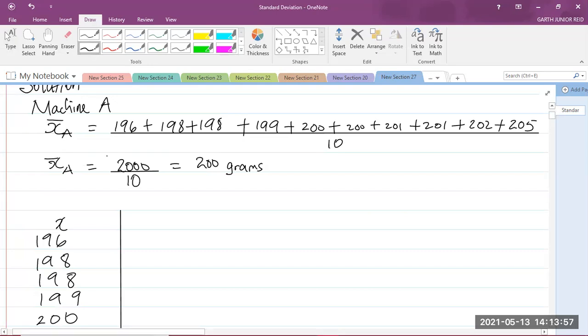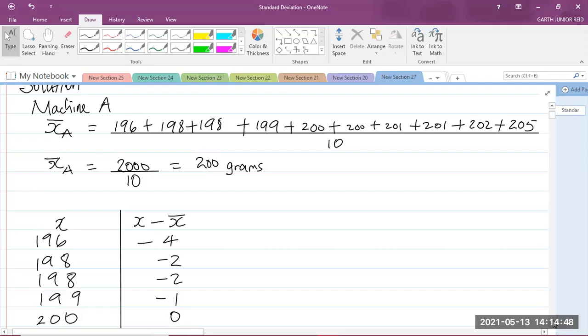So in my other column now, in the formula, remember, I have X minus X bar. All right, so I'm going to calculate the values of X minus X bar. Okay, so we know what X bar is, which is 200. All right, so all we have to do is just subtract now. So 196 minus 200, that's going to be -4. 198 minus 200, that's going to be -2. -2 again. 199 minus 200, sorry, that's going to be a -1. All right, a -1. And then we're going to have 200 minus 200, which of course is 0.